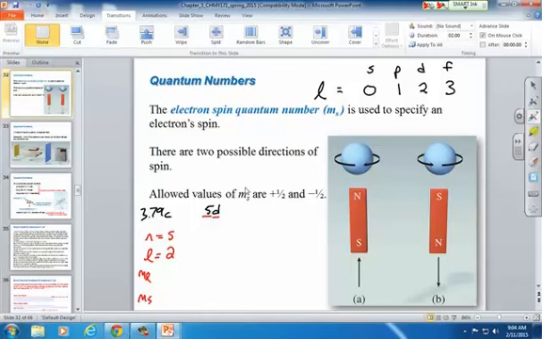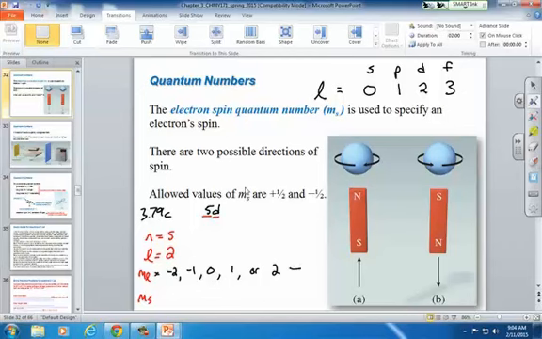Close. Right. So the values for ML range from negative L to positive L. So we can say that ML is either negative 2, negative 1, 0, 1, or 2. I should put an or in here because it's not all 5 of those values. It's one of those 5.